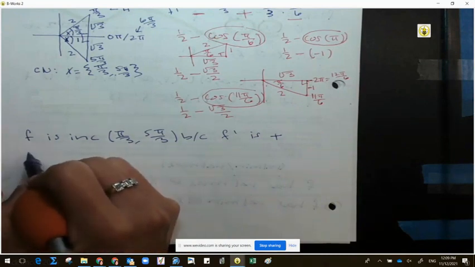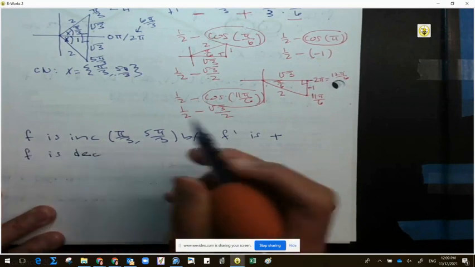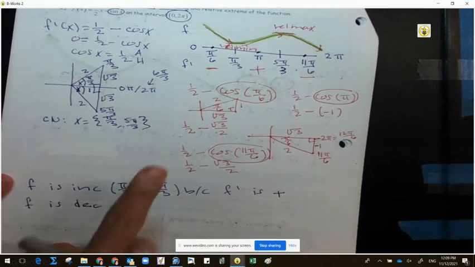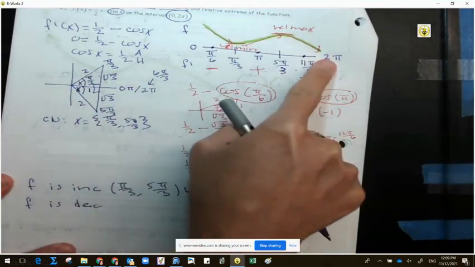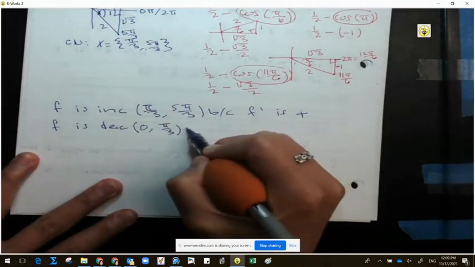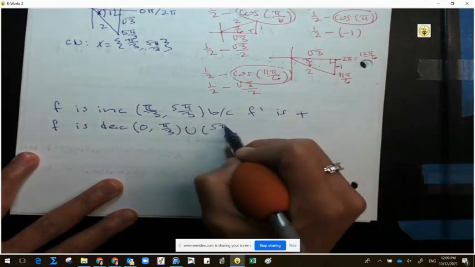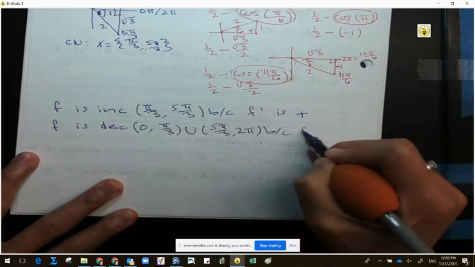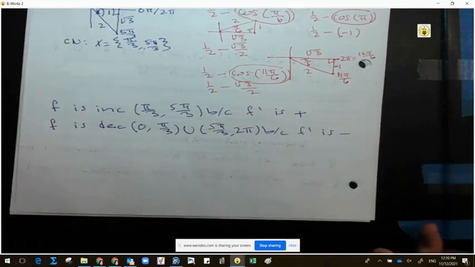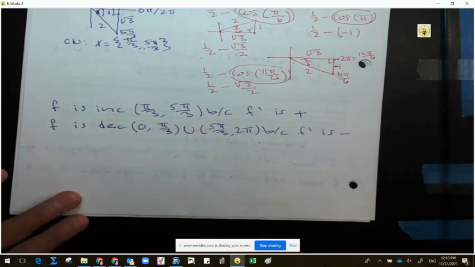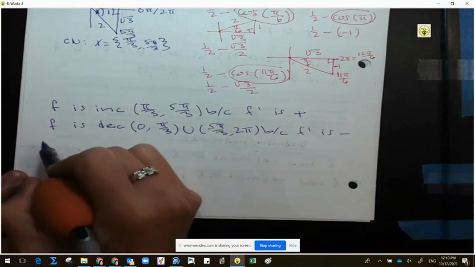Can we mimic the same thing with the decreasing portion? The function is decreasing. How many are we going to list out for the decreasing part? There's 1 here and union 1 there. So I have 0 to pi over 3 union 5 pi over 3 to 2 pi. And what is our because reason? F prime is negative. And that's the way the AP test wants it. We'll practice enough. Now let's do the one with relative minimum or maximum.